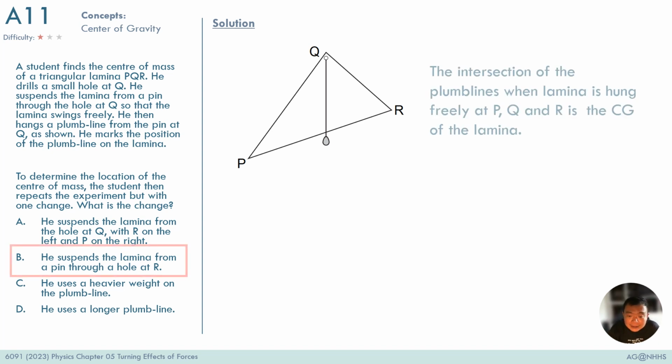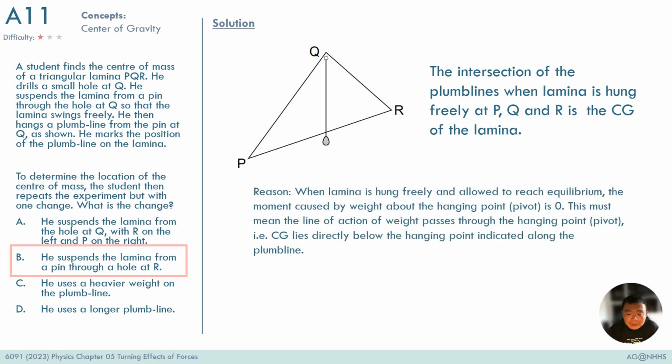is B. Okay, and the gist behind this plumb line method is that the intersections of the three plumb lines, when the laminar is hung freely at the three different edges of the laminar, the intersection of these plumb lines gets you the CG position of this object. Now, it is worth understanding the statement.